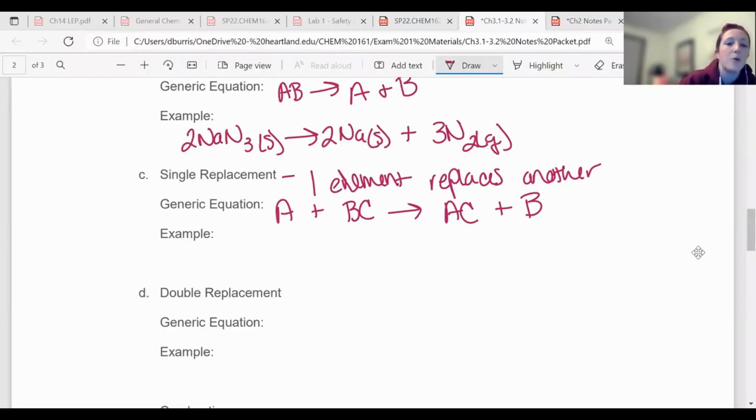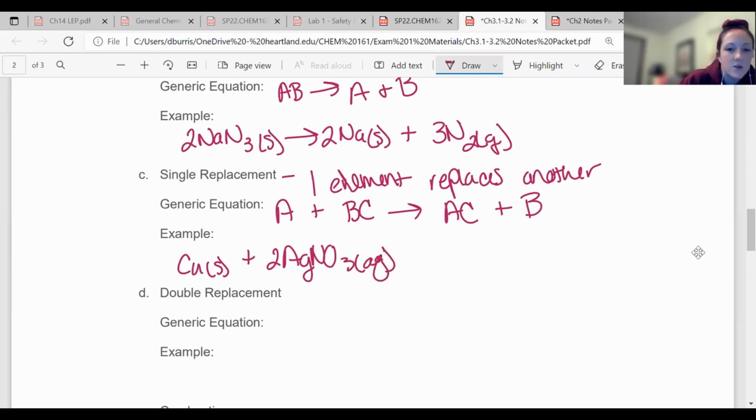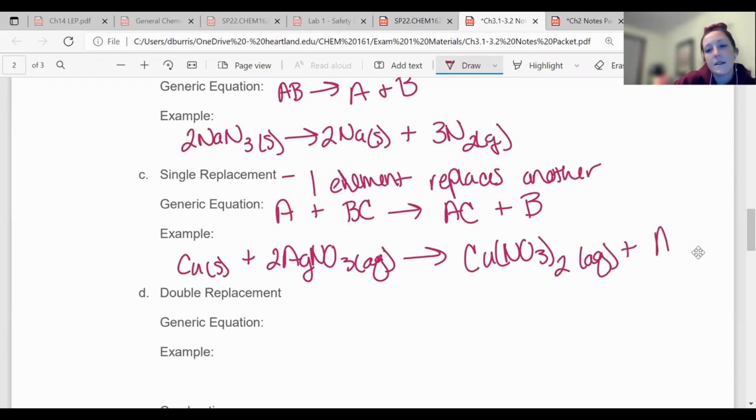A more appropriate example would be copper solid, so one single element, reacting with silver nitrate, AgNO3 aqueous. So single element plus compound, and then the silver and the copper actually switch places. So now I end up with copper nitrate and solid silver. Okay, something along those lines.